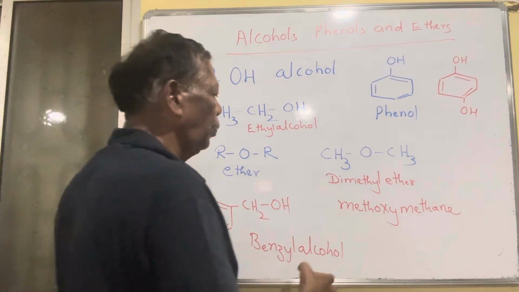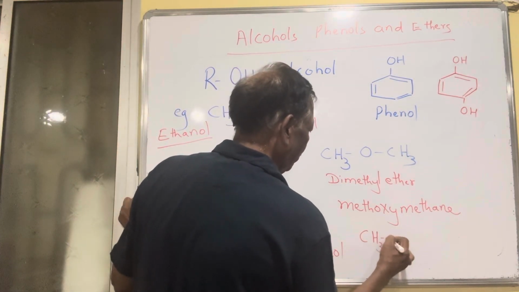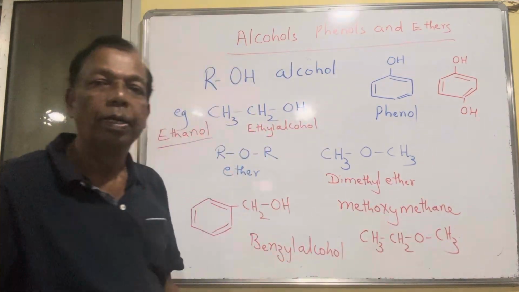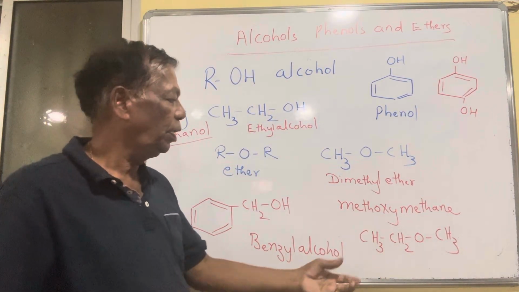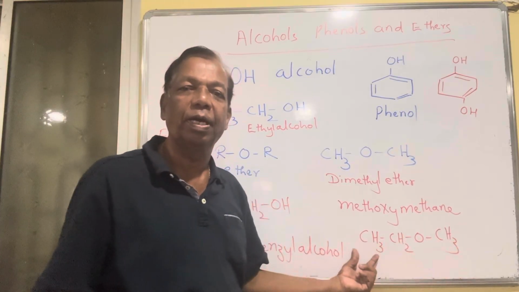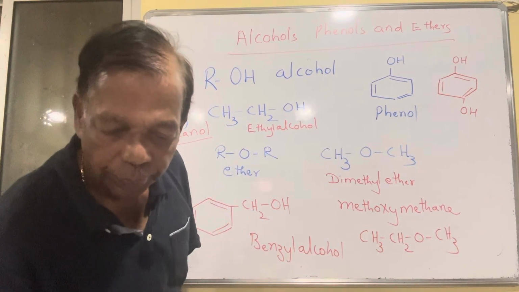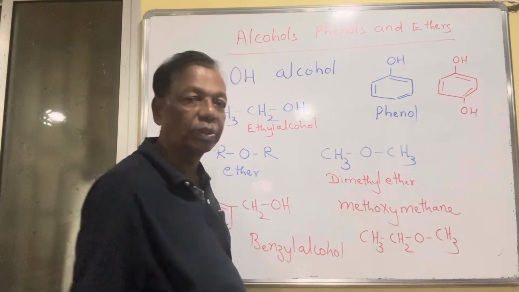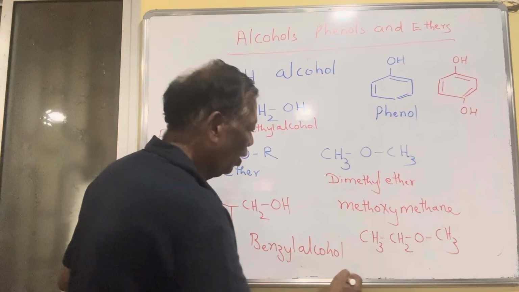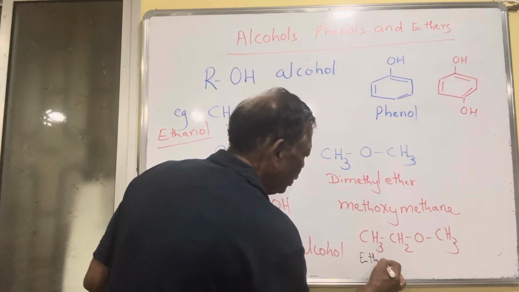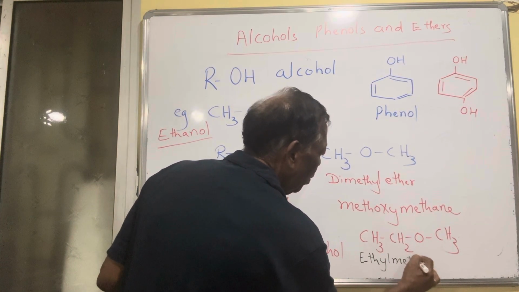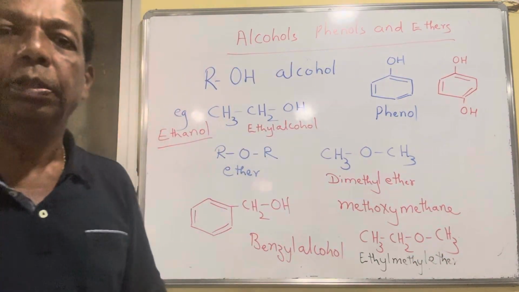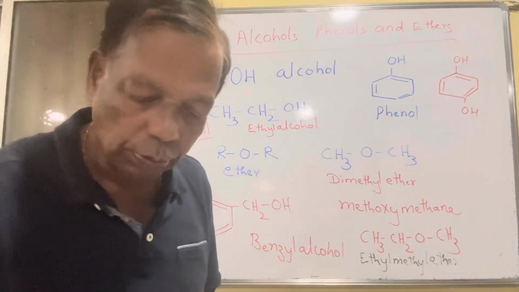I'll give one more example of ether. Suppose we have CH3CH2OCH3. Now in this case, how can the ether be named? Methyl ethyl ether, common name. Methyl ethyl ether. But that is wrong. You know why? Methyl doesn't come first. What comes first is ethyl. So alphabetically you have to see. This is known as ethyl methyl ether. Remember, what I have written here is the common name.